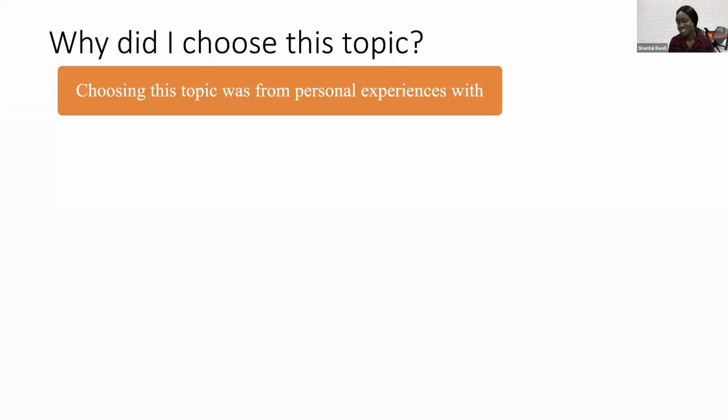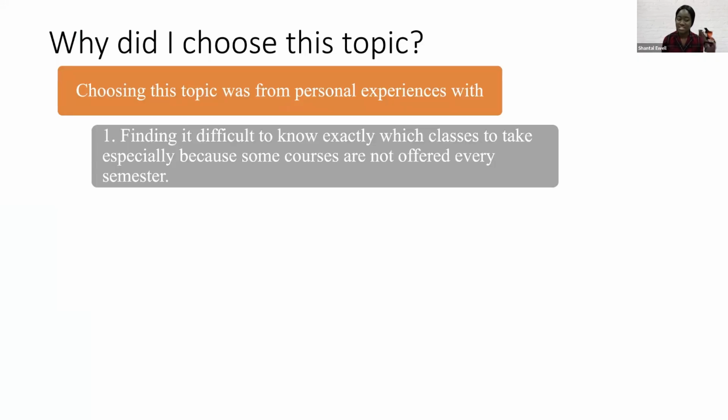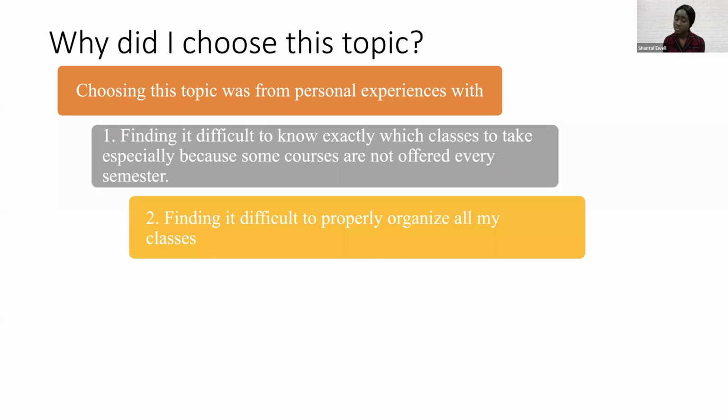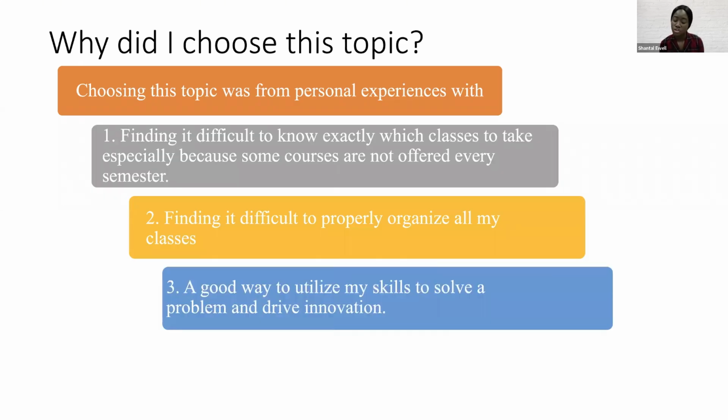So why did I choose this topic? Choosing this topic was from my own personal experiences with finding it hard knowing exactly what classes to take, especially because, in the sequence that they gave us, the courses sometimes are not available in that semester. And also finding it difficult to organize all my classes. It is also a good way for me to utilize my computer science skills to solve problems and drive innovation.